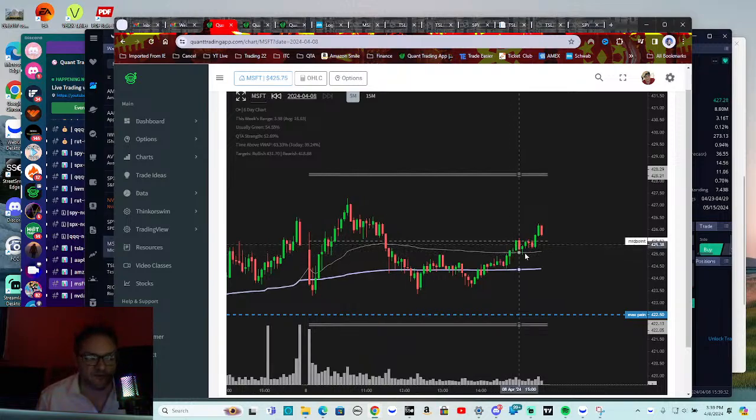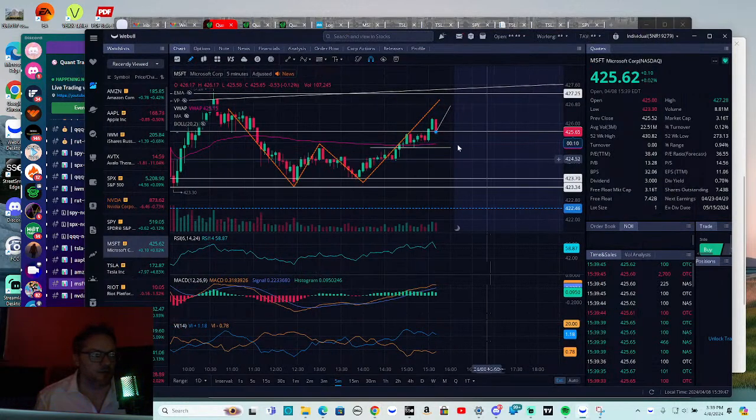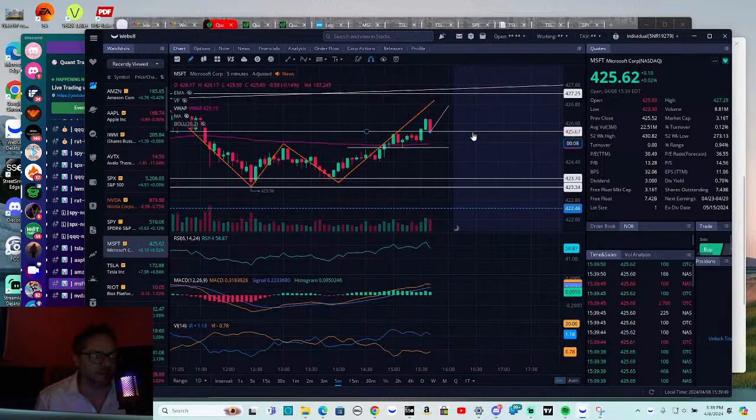Now that we broke this VWAP, now that we broke this midpoint, the next target for me is right here, this technical level at 427.30. We're not going to get there today. Well, we have 21 minutes left, and we're just dropping on Microsoft right now. I just took a look. We're dropping back to test this support, and it looks like that might be failing. So we might be headed back to VWAP.